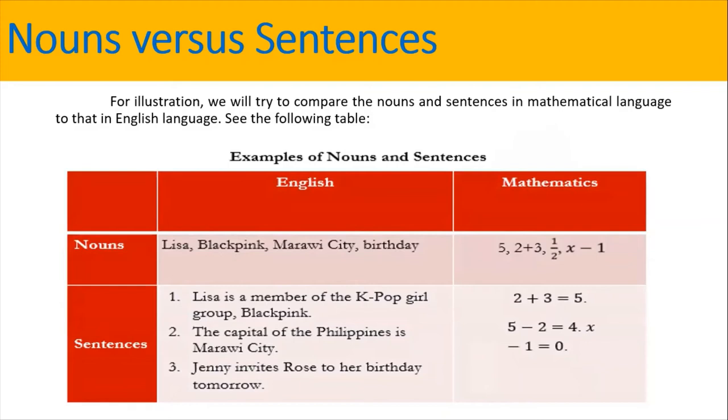Now for the sentences. Going back to English, Lisa is a member of the K-pop girl group Blackpink. And the capital of the Philippines is Marawi City. And then we also have Jenny invites Rose to her birthday tomorrow. Now, with mathematics, we have 2 plus 3 equals 5. And we have 5 minus 2 equals 4 times x. And then we have x minus 1 is equal to 0.